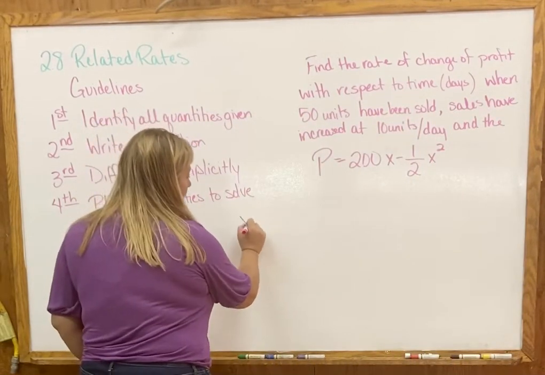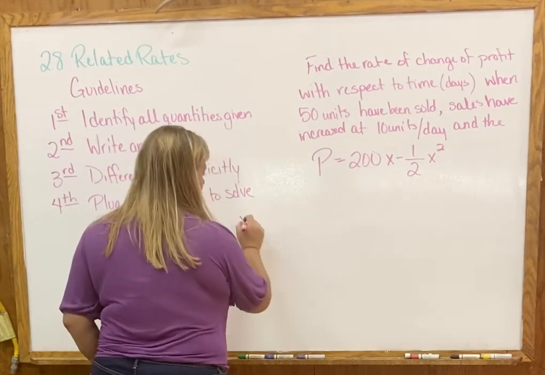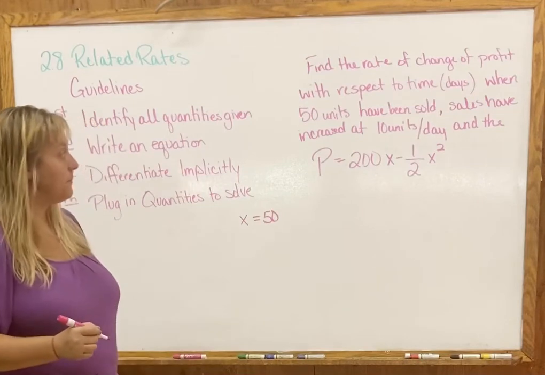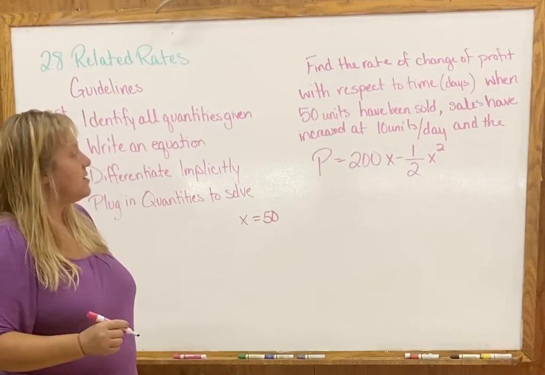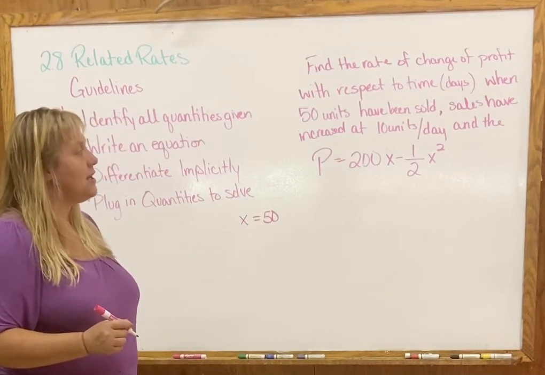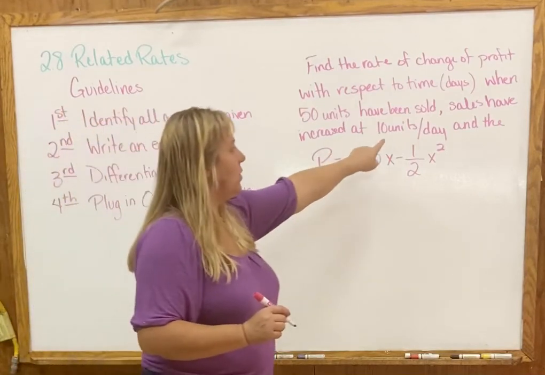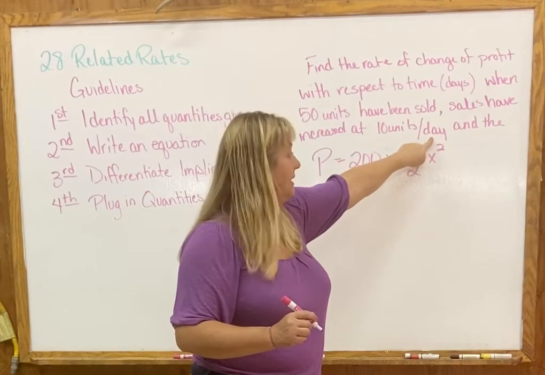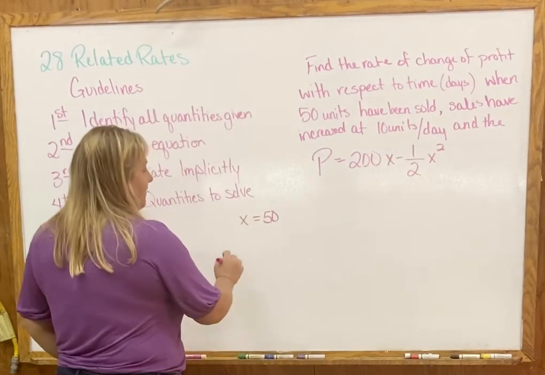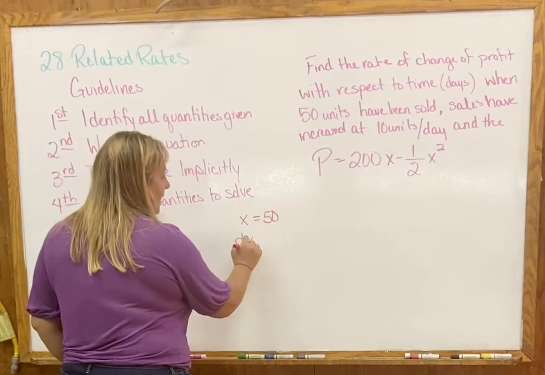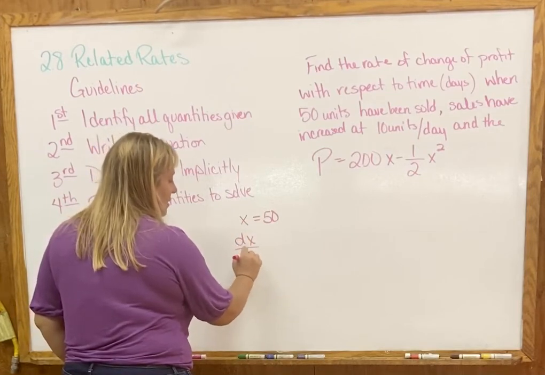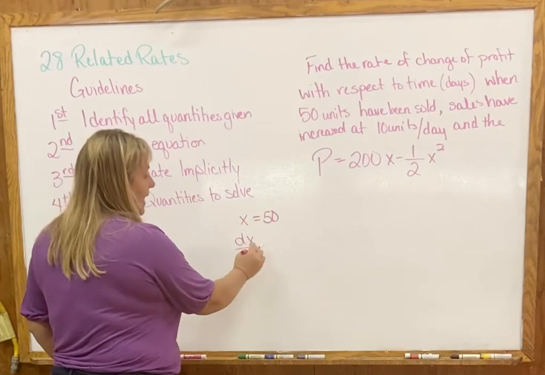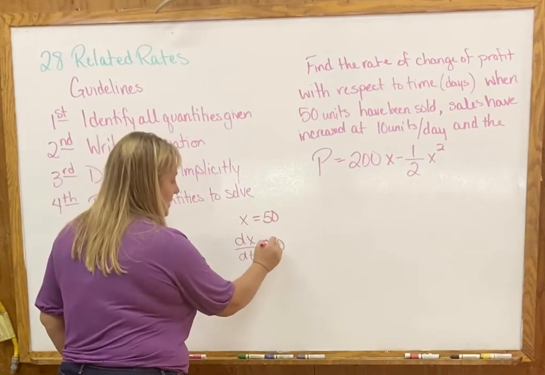So we're being told, and I'm going to leave this here so I can take the derivative underneath it. So we're going to write this over here. We're being told that x is equal to 50. And then it says sales have increased at 10 units per day. So again, x is units, day is going to be t for time. So what they've given us is also dx/dt, units per time, okay? So dx/dt, they're telling us, is 10.